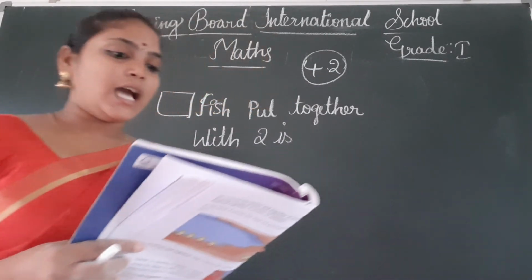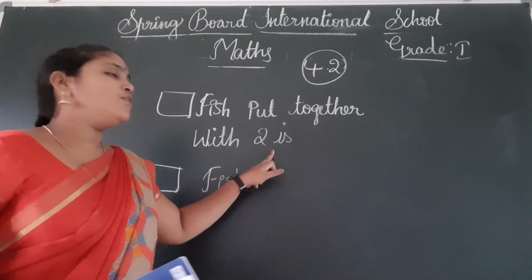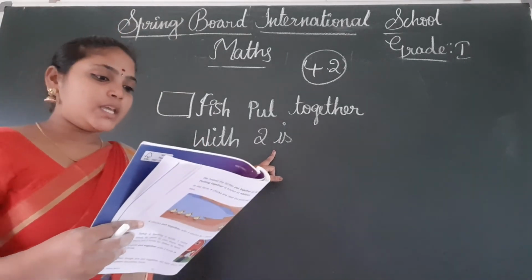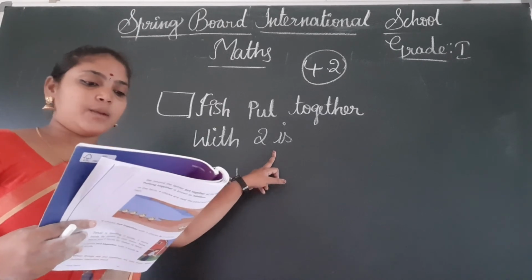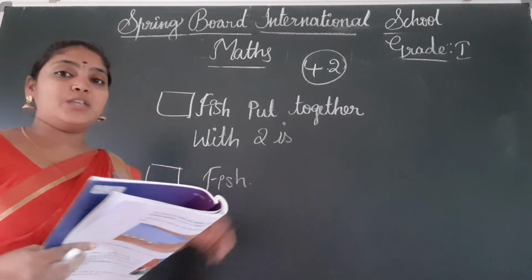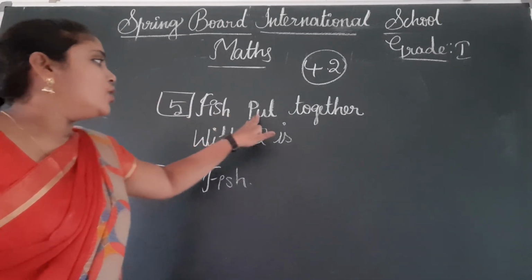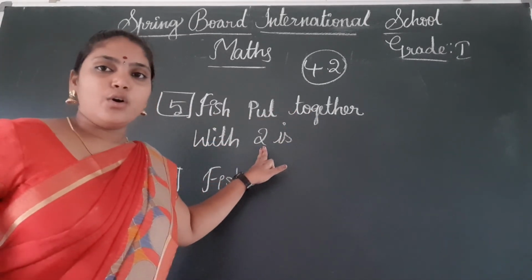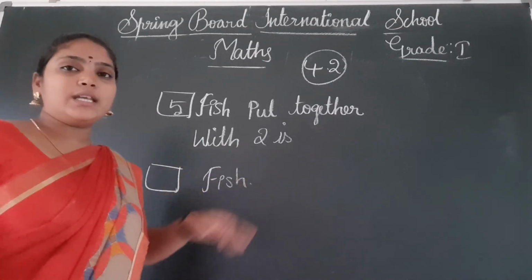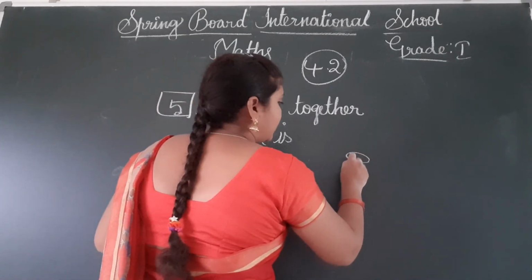Okay, here dash fish put together with 2. Here who spots 2 fishes? Charmy spots 2 fishes and Anjali spots 5 fishes. Okay, 5 fish put together with 2. 5 fishes put together with 2 means, here you have to observe, children.